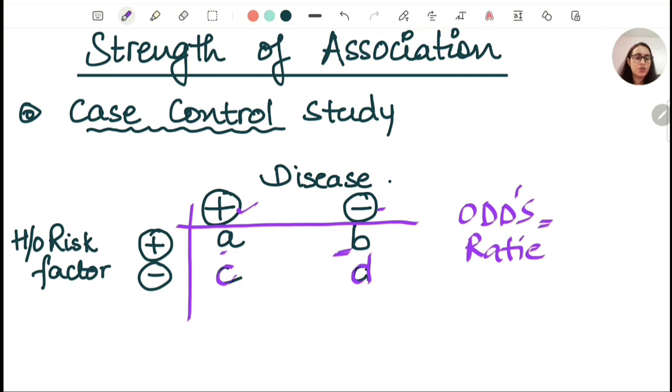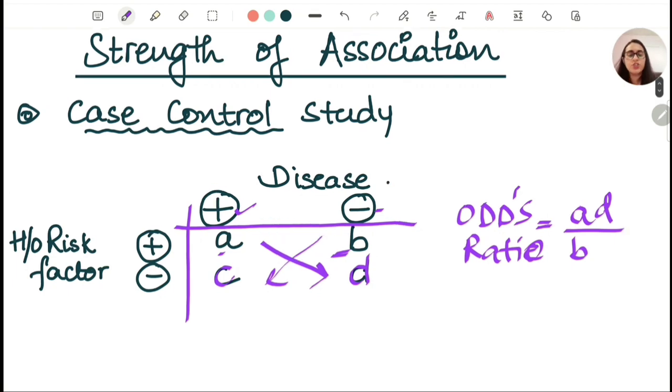So odds ratio can be derived by A into D divided by B into C. So odds ratio measures the strength of association between the exposure and the disease.